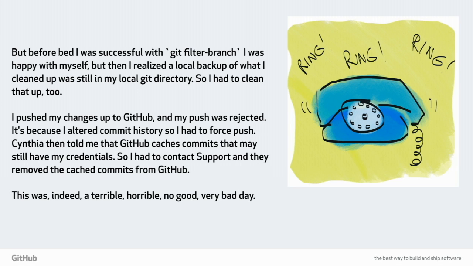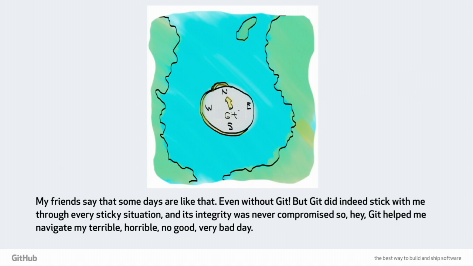But then I realized a local backup of what I had cleaned up was still in my Git directory. So I had to clean that up too. I pushed my changes up to GitHub, and my push was rejected. It's because my commit history was altered, so I had to force push. Cynthia then told me that GitHub caches commits that may still have my credentials. So I had to contact support, and they removed the cached commits from GitHub. This was indeed a terrible, horrible, no good, very bad day.